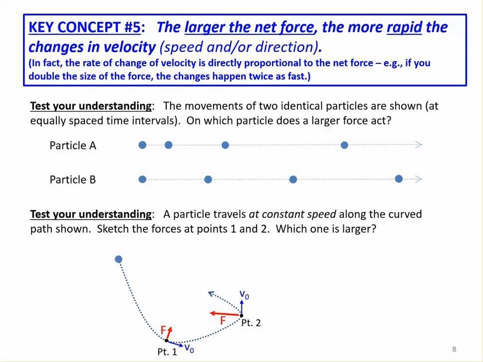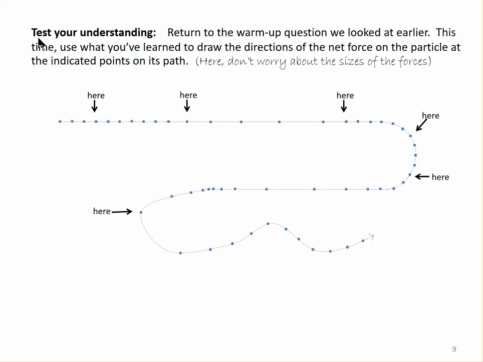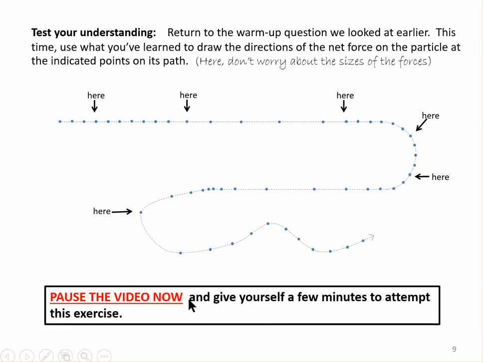They change the velocity. So now we're in a position to return to that warm-up problem that I gave you a little bit earlier. Namely, you were watching a particle moving along a curved path here. The dots are showing you the particle's position at equally spaced moments in time. And what I want you to do is, at the indicated points, here and here and here and so on, draw the direction of the force acting on the particle. Don't worry about the size of the force, just get the direction of the force. Use what you've learned about how forces affect motion to draw the direction of the force at each of these points. At this point, you should definitely pause the videotape and give yourself a few minutes to attempt this problem. Go for it.